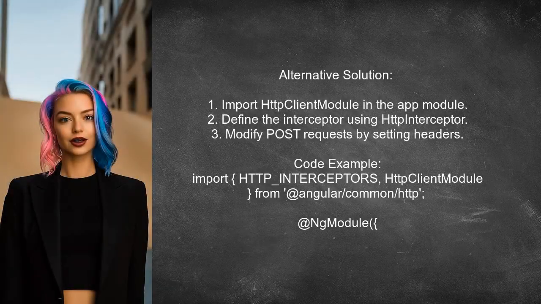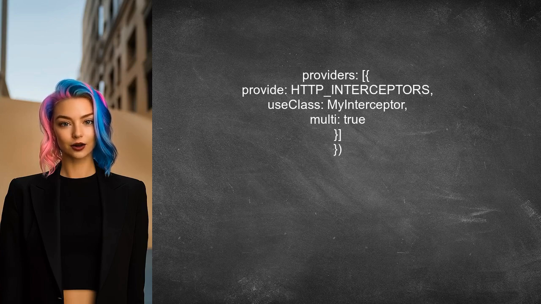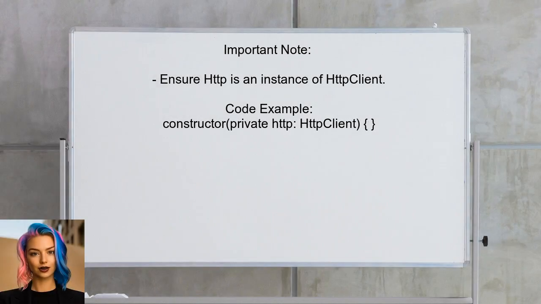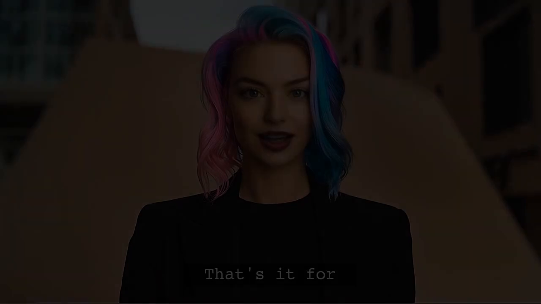Now let's shift our focus to a different response. An alternative solution provided by another user involves using Angular's HTTP client and setting up an HTTP interceptor. They suggest importing HTTP client module and defining the interceptor in the app module. The interceptor modifies requests, particularly for post requests, by setting the content type and handling the request appropriately. The user emphasizes that the HTTP instance should be an instance of HTTP client. This ensures that the interceptor works correctly with the new HTTP client API. That's it for that answer.